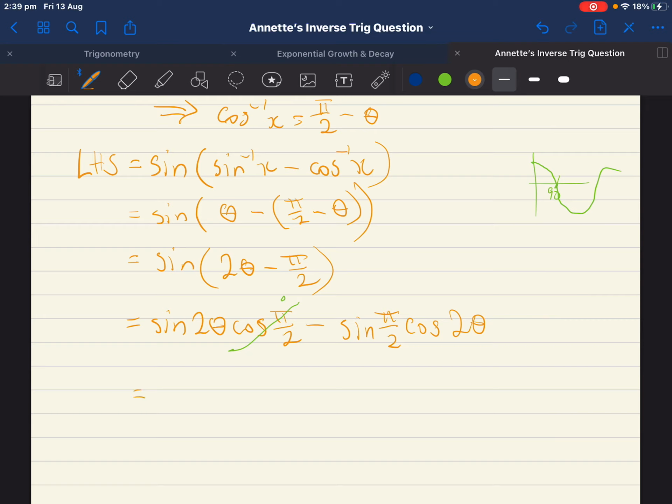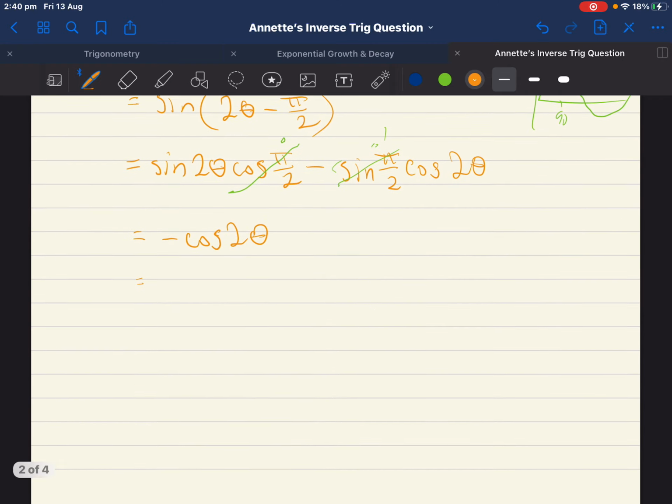Now I'm looking at this term here. Sine 90, thinking of the graph, 90 degrees is equal to 1. So that's equal to 1. Ultimately, the first term just becomes 0. So you're going to end up with a minus 1 times cos 2 theta. So you just end up with minus cos 2 theta.